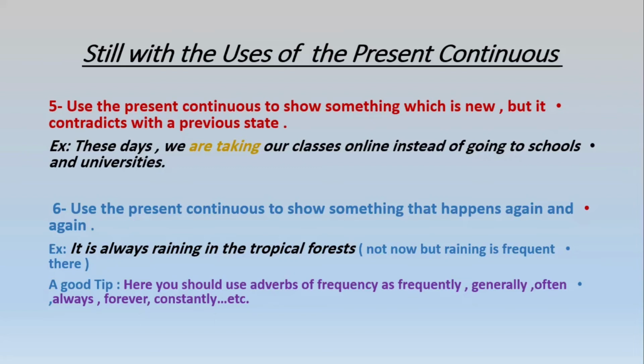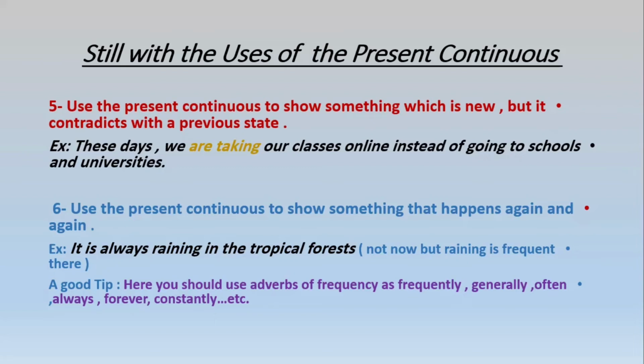So we use the present continuous to show an action that is going again and again. Let me remind you, because we have a lot of uses of the present continuous. We can use the present continuous to show an action that's going on now while talking. We can use the present continuous to express a near exact future, planned future.